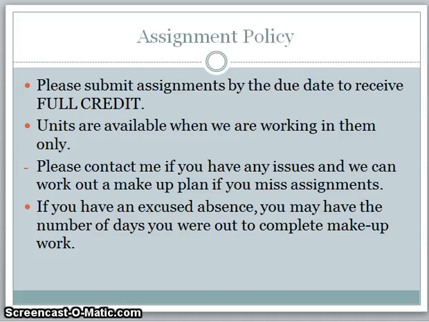Assignment policy: please submit assignments by the due date to receive full credit. Units are available only when we are working in them. If you want access to a back unit, contact me. We'll make it work. I'm flexible, but I need to know ahead of time, as well as if you desire to work ahead, say you have a vacation coming up or something. Please contact me if you have any issues, and we can always work together to form a plan. Or if maybe Psych's something you're a little nervous about, we can work together to study and get you through.